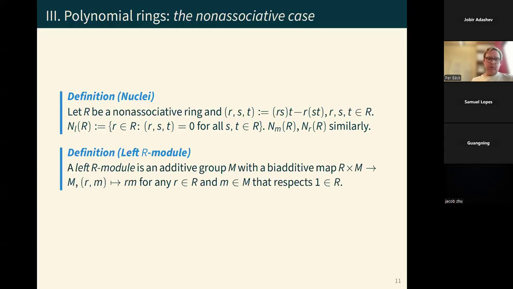In this non-associative setting, I need the definition of a left R-module. So it's this technical definition here. You have an additive group with a biadditive map, and that's it. And since we're using only unital rings, it should also respect the identity element. So this is just the ordinary definition of a left R-module in the associative setting, only that you throw away the associativity condition. So nothing fancy here.